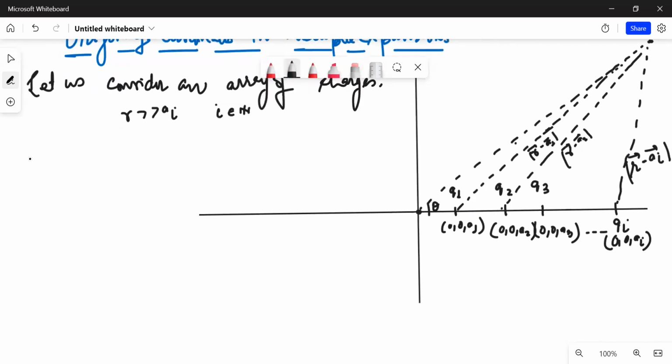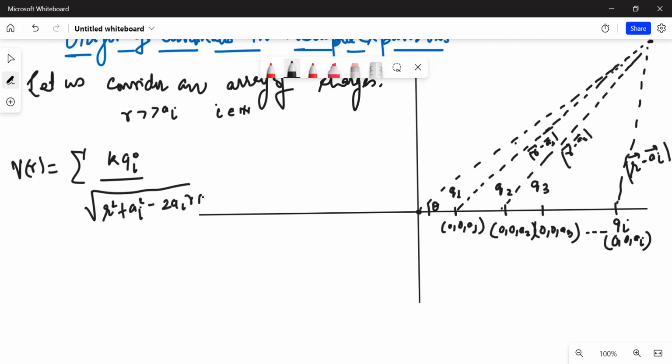Okay. And what would be the potential like? So potential would be equivalent to writing summation k qi divided by root over r square plus ai square minus 2 ai r cos theta. Is that clear? यहाँ तक किसी को दिक्कत?